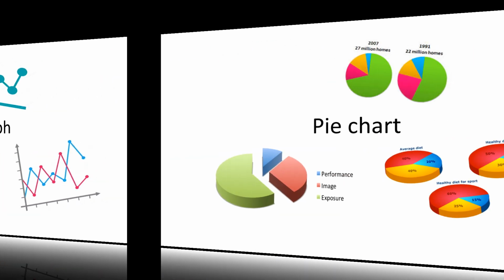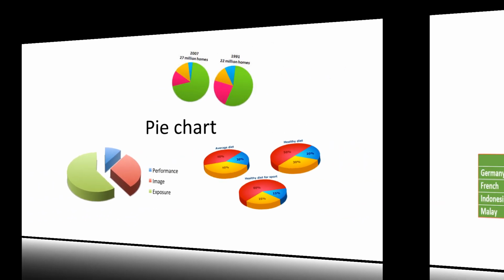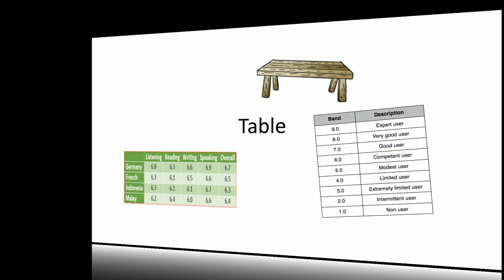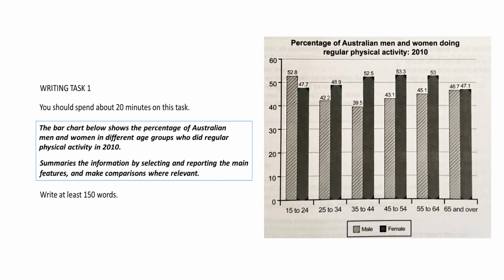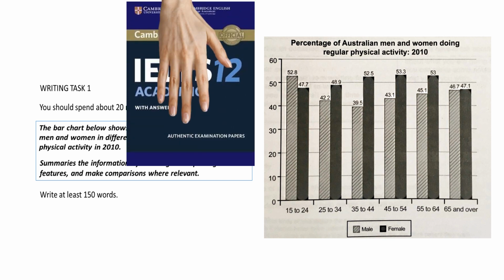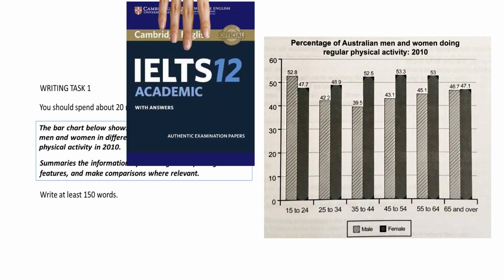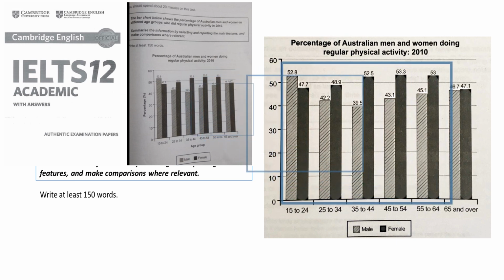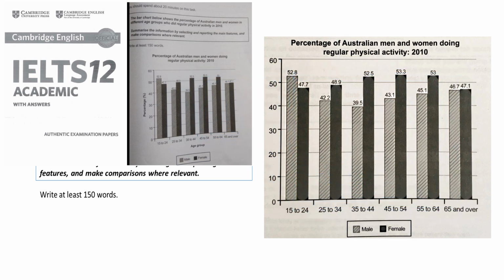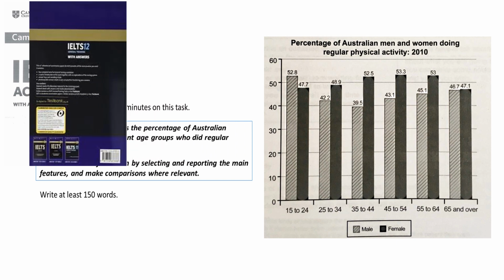In task 1 of the academic IELTS writing exam, you might be given a line graph, a pie chart, a table, a diagram, or even a map. This is a sample IELTS academic writing task 1 question, taken from the book called The Cambridge IELTS Book 12. It was published by Official IELTS, and contains real past IELTS tests. So, it is sufficient for exam practice.